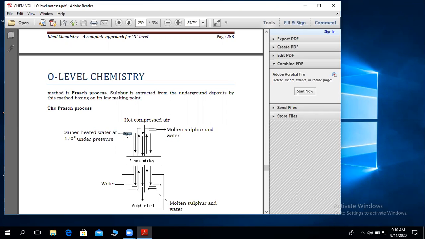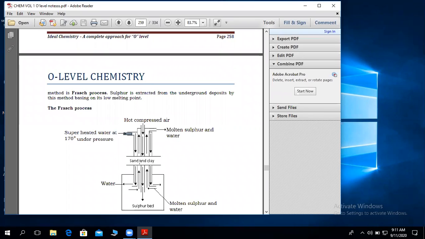Take note of that. In the outermost pipe, we put in superheated water at a temperature of 170 degrees centigrade. Now, imagine water boils at 100 degrees centigrade and it is very hot. But the water we use to melt the sulfur underground, that we add through the outermost pipe, should be 170 degrees centigrade, and there should be pressure also. So the superheated water is let into the sulfur bed.